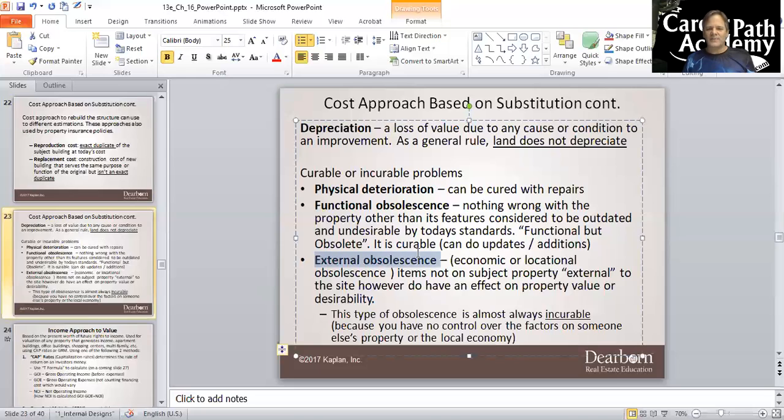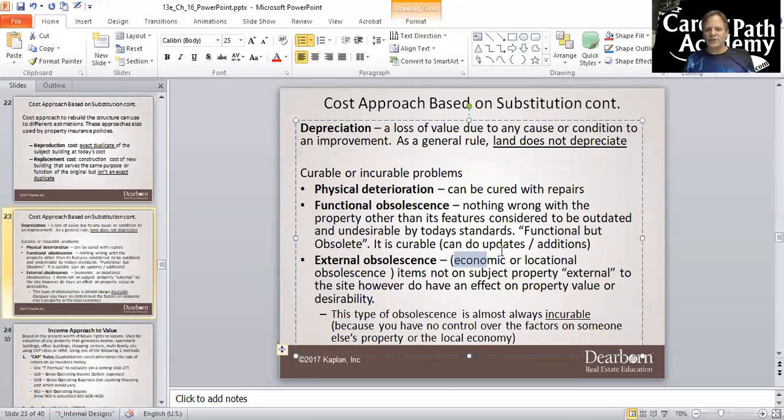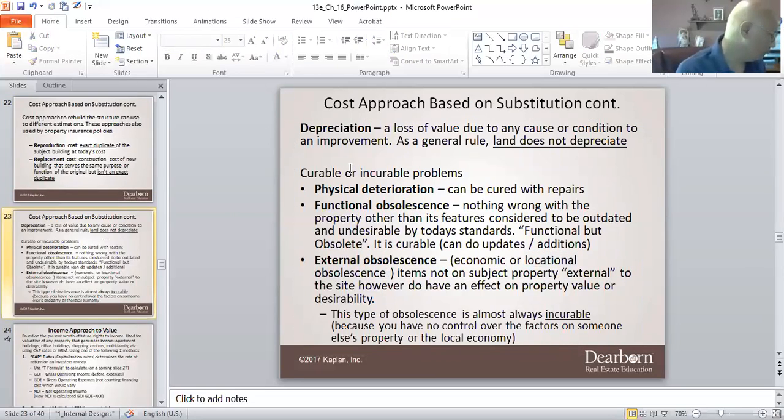And then we have external obsolescence. External meaning something that's not on the subject property that's outdated or that affects your value. Like the local economy, the major industry shuts down. You have no control over that, but it's something that's not on your property that could affect your property values. Also known as locational obsolescence, okay? Let's just say that your property is located next to a park that's contaminated with PCBs. That could affect the desirability and value of your house. However, there's nothing you could do about that. The contamination is on someone else's property.